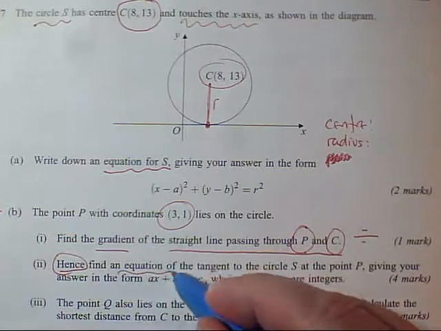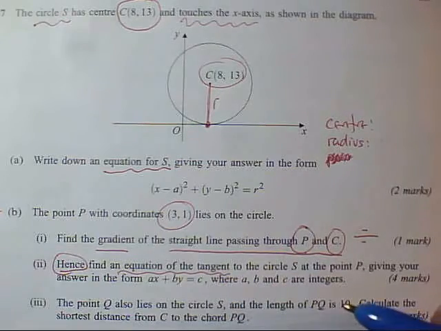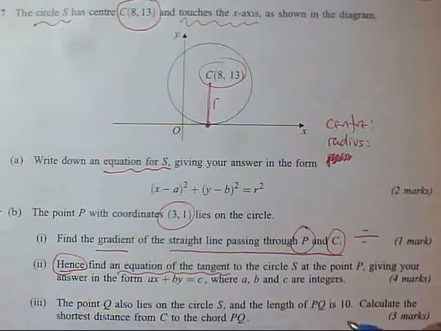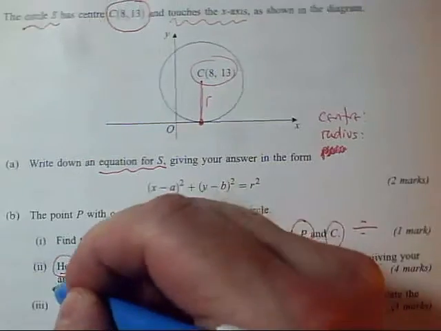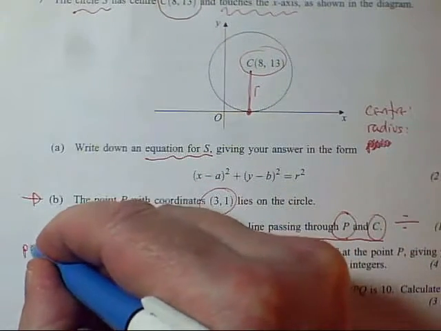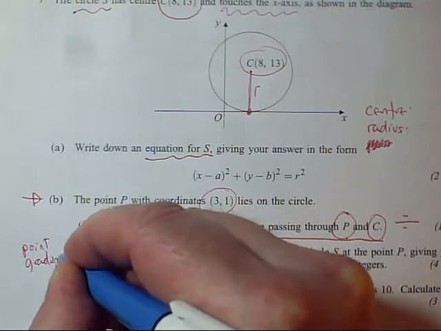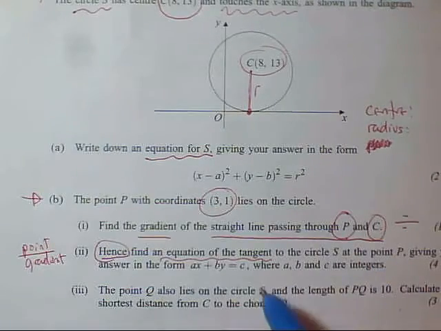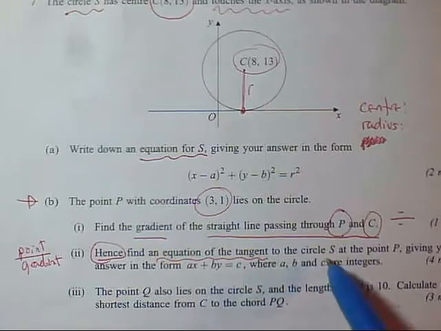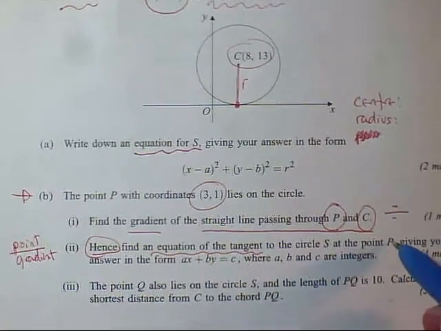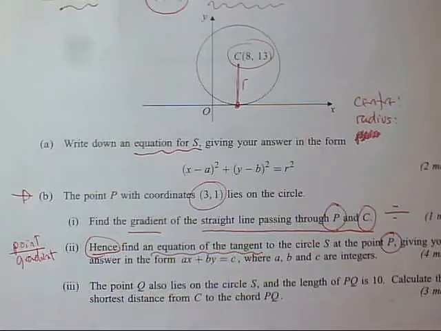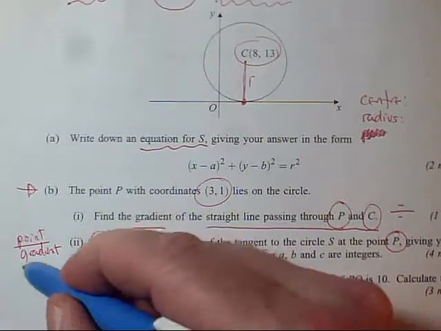Hence, that means we're going to be using that. Find an equation of the tangent. Well, a tangent is a straight line, so for any straight line we need the standard two things: we need a point and we need a gradient. So think about the point. It is the tangent to the circle at the point P, so the tangent has got to go through this point P. And then I need a gradient.